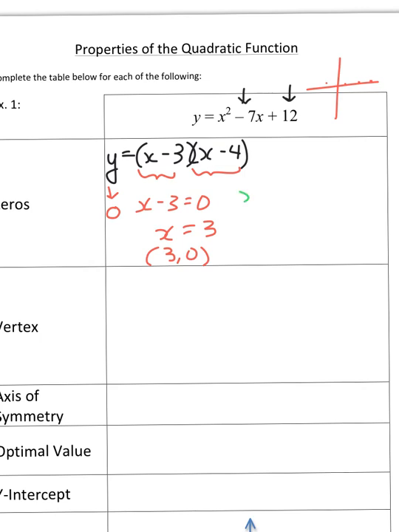Next, we're going to take the second one, and same thing. If y is 0, what would this x be? So I'm going to move that 4 over, and I get a point of (4, 0). So I have two zeros on my x-axis, one at +3 and one at +4.